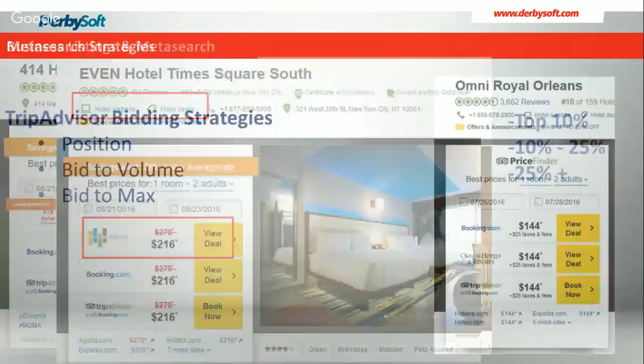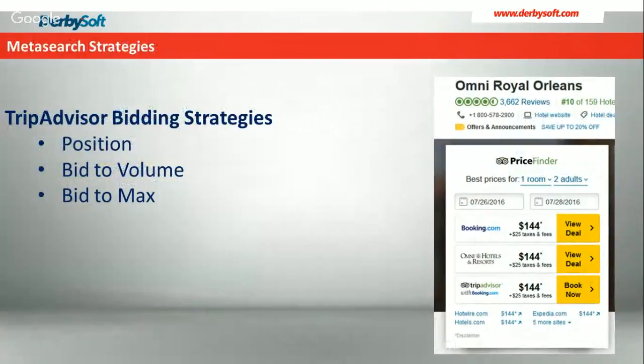All right, so with that, let's now talk about the Metasearch component of this and the specific points of sale that we see within a hotel listing. So this example is the Omni Royal Orleans. And I'm featuring up here the first three bidding strategies of position, bid to volume, and bid to max. And I'll explain what those are in just a moment. But the reason I group those all together is because just by looking at the display here, you can't necessarily determine which one is actually being used, unless, of course, you're on the back end at Omni Hotels and managing this. But the first one, position bidding, is fairly self-explanatory.